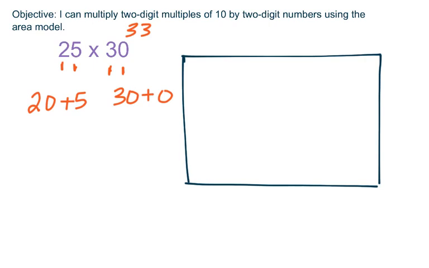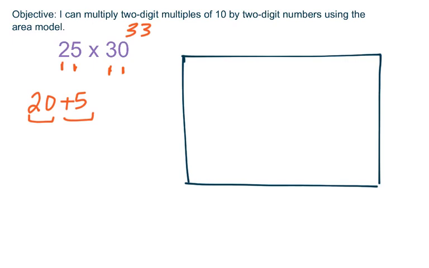So again, I've split up my numbers. Now this tells me how many boxes I need on each side. So I can put 25 on the top, or I'm sorry, on the side. It really doesn't matter so long as you put the other number that you're multiplying by on the opposite side. So in this case, first I'm going to erase here for a second. I'm going to put the 30 on the top because it's a bigger number.